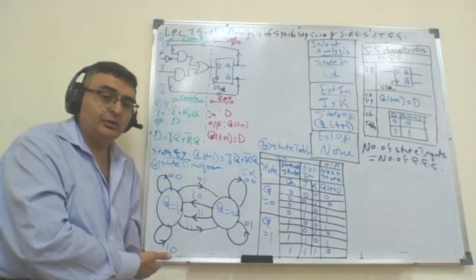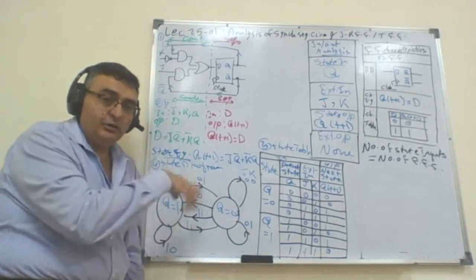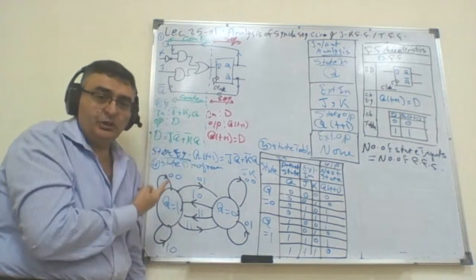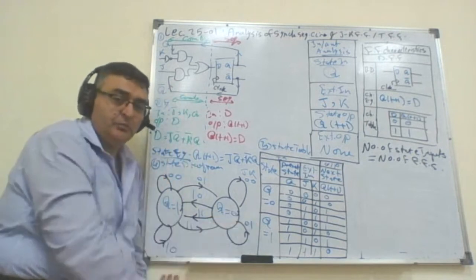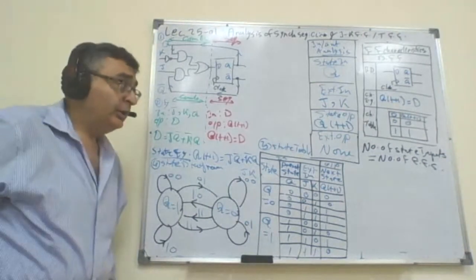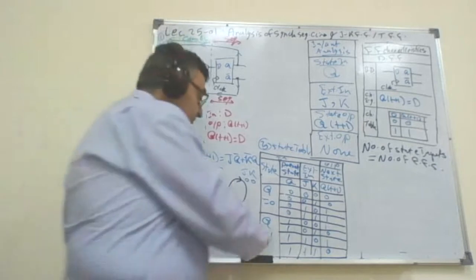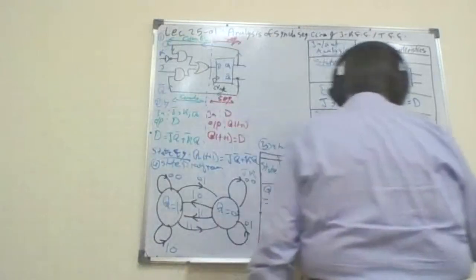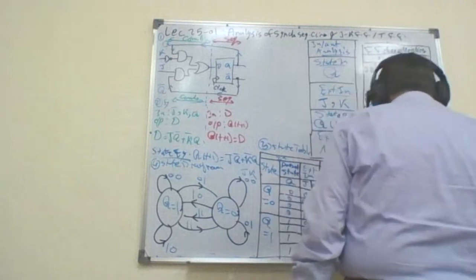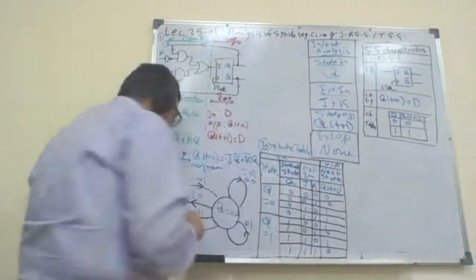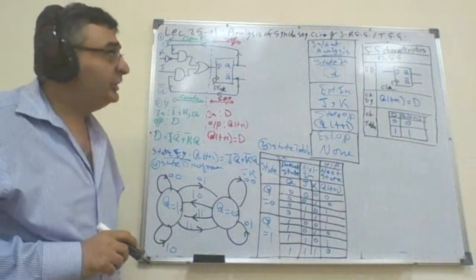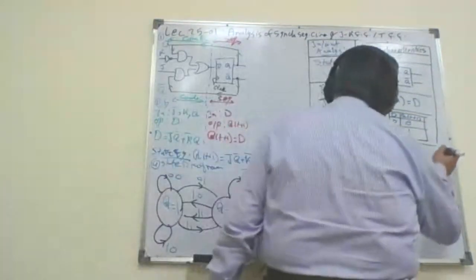What we have drawn here is called the state diagram for the circuit. I get the circuit, get the equation, from the equation get the table, from the table get the state diagram. Now, this circuit is very useful and important, so they build this as a flip-flop. They call it the JK flip-flop.